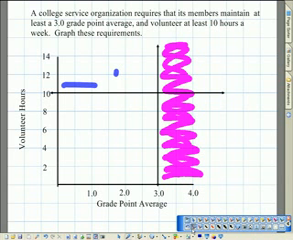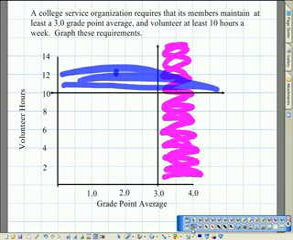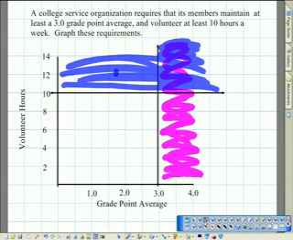Shade above it, and we can see right up here, this is where my overlap is. Those are all those students with 10 or more hours a week volunteering and at least a 3.0, which there are some college organizations that will do that.